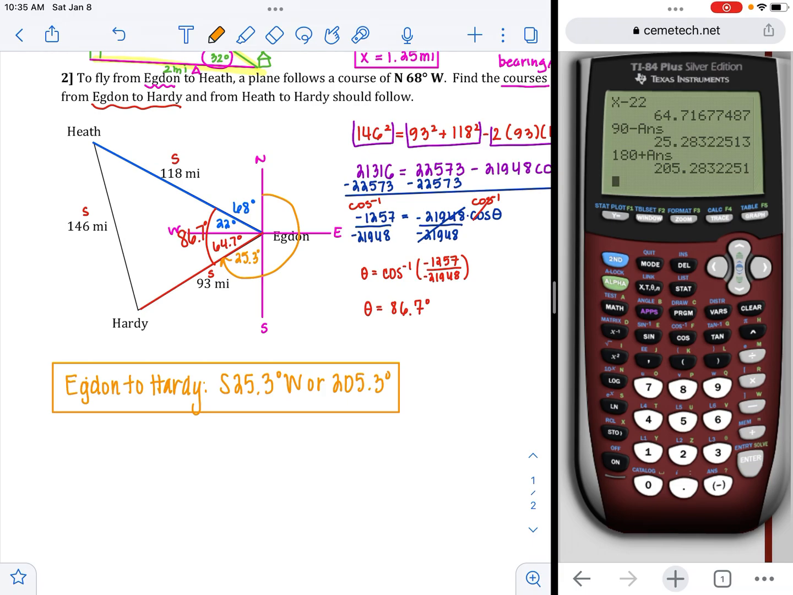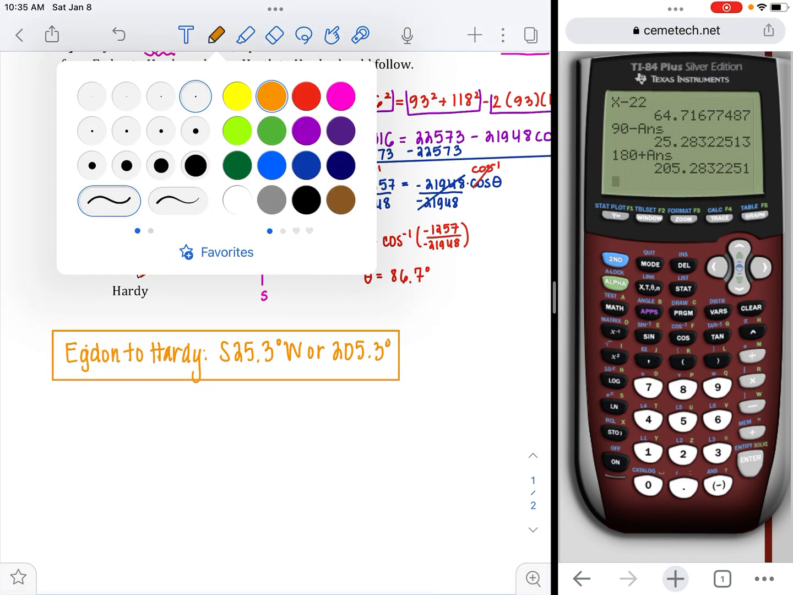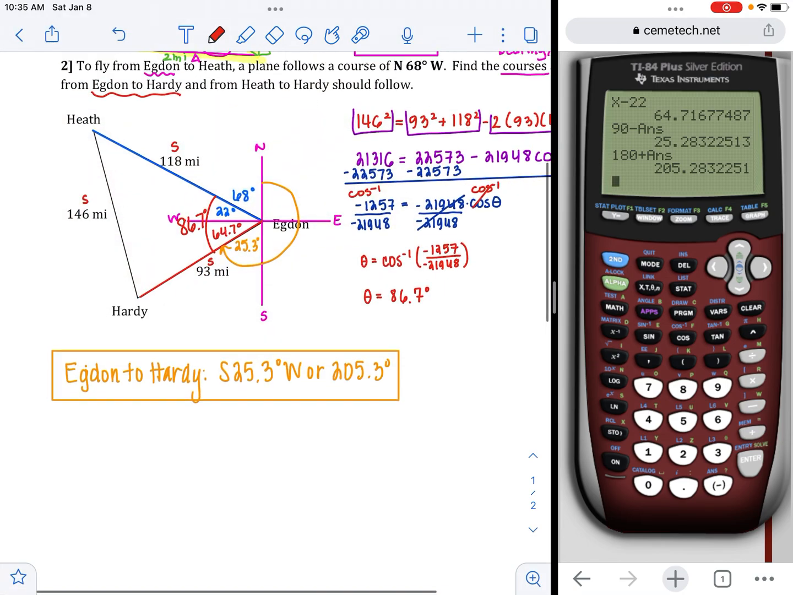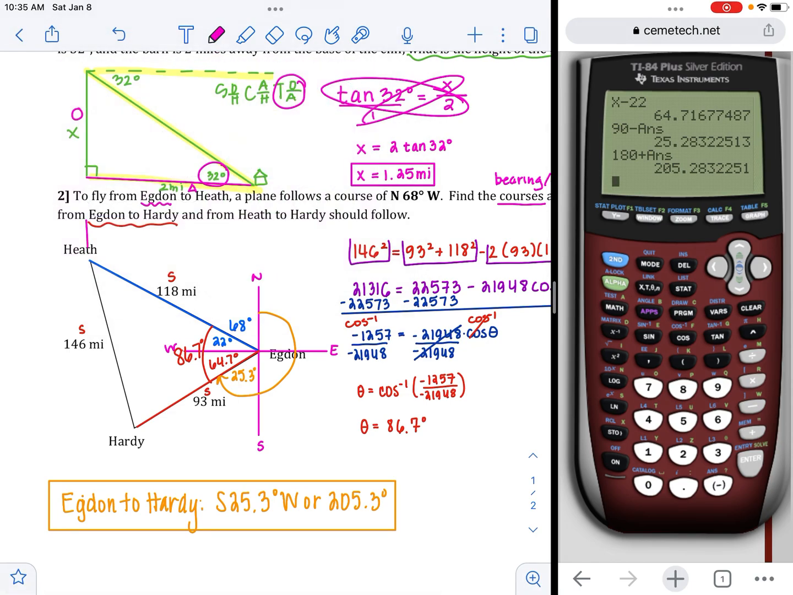All right, now that's not the only thing that was asked for in this problem. It was also asked to find from Heath to Hardy. Okay, so now I have to do Heath to Hardy. So there is no compass at Heath. So I'm now going to have to draw a compass at Heath. I'll do red, I guess. Actually, I'll do pink. I'll match my other compass. So I'm going to start at Heath, and I can just move it if it's not perfect. So there we go.